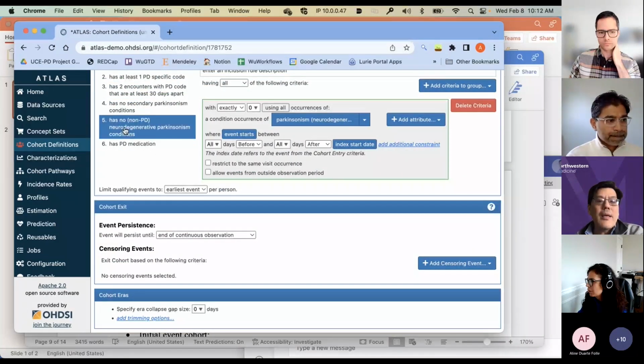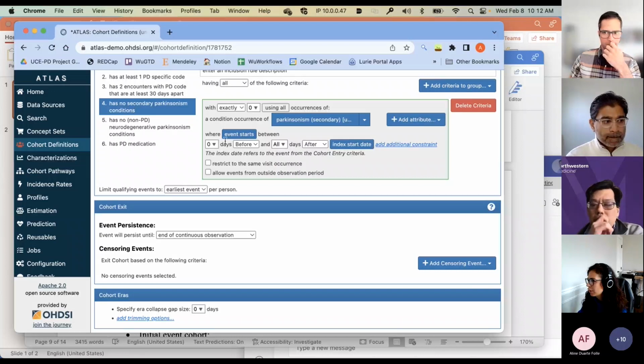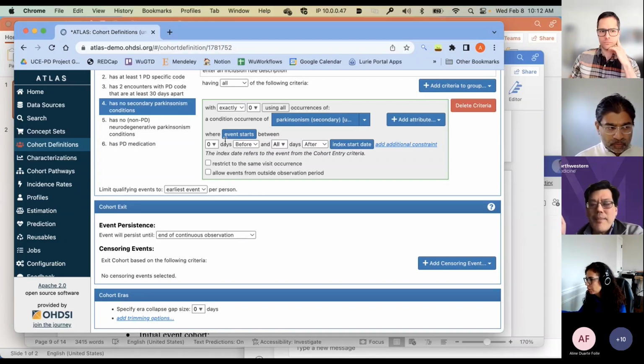I thought about that. Actually, can we go back here? How are you thinking about secondary Parkinson's? Are you trying to say you cannot have secondary Parkinsonism on that day, or you cannot have secondary Parkinsonism anytime in your life? Anytime in your life, right? Okay, that's the unanimity algorithm. We want purely captured PD, and there are no competing codes. Okay, so let's do that all days before, not 0.